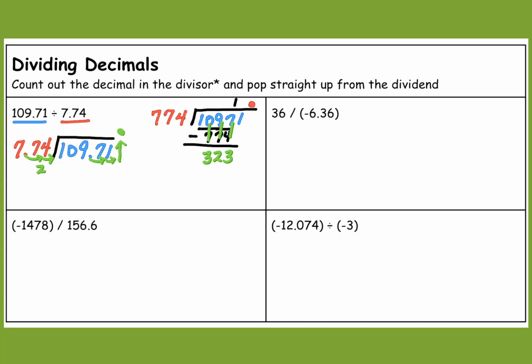Is that enough to take away 774? No. So we have to drop that 1 down, and that'll give us 3,231. Now, can we take 774 from that? Yes, we can. We can do that 4 times. 4 times 4 is 16, so we're going to carry that 1 plus 1. 4 times 7 is 28, plus 1 is 29. So we're going to write our 9 and carry our 2, plus 2. 4 times 7 is 28, plus 2 is 30.